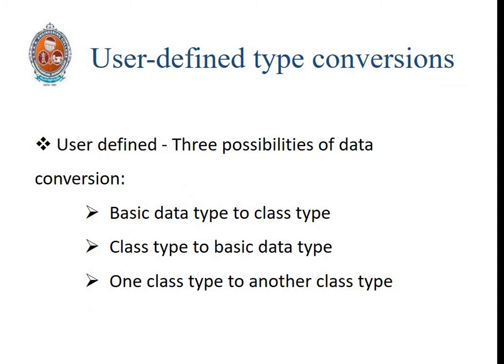And in user defined data types there are three possibilities of data conversions. These are the three possibilities: conversion from basic data type to class type, conversion from class type to basic data type, and conversion from class type to another class type.